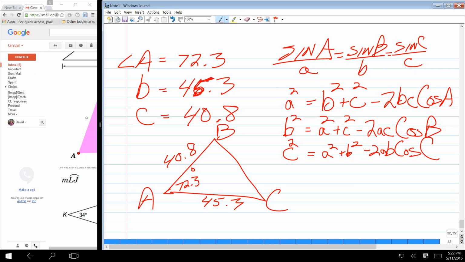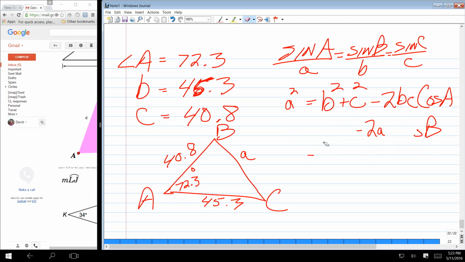So let's see. First of all, I'm going to try to solve for side A. So I'm going to use this one. And once I do solve for side A, then I will have an angle and its opposite side relationship, and I'll finish the problem by using the law of sines. Let me erase these two just to make some room, and let's fill in everything here.